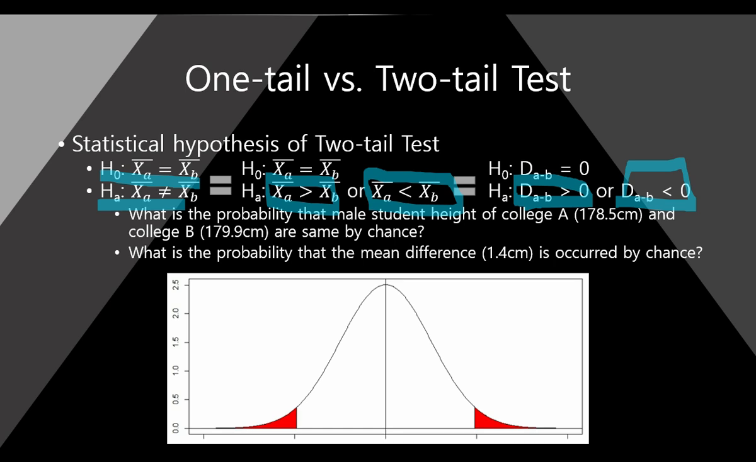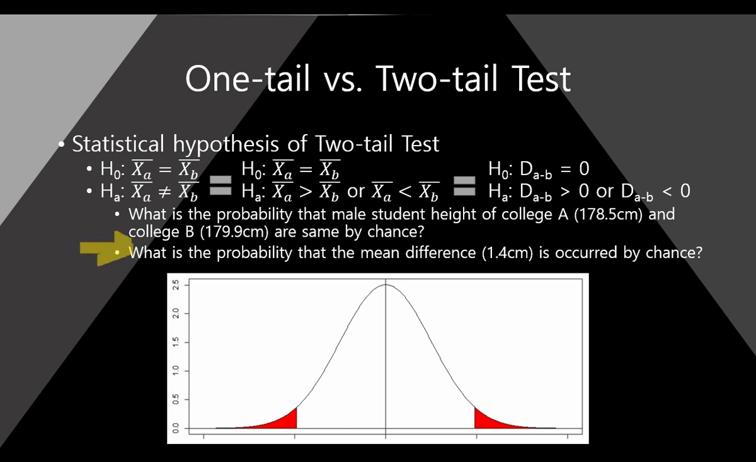In this case, for example, our example was that we want to compare two colleges' male students' height. So our question was, what is the probability that the male students' heights of college A and B are the same by chance? This statistical question could be changed like this. Very simply, what is the probability that the mean difference, here 1.4 centimeters, occurred just by chance?